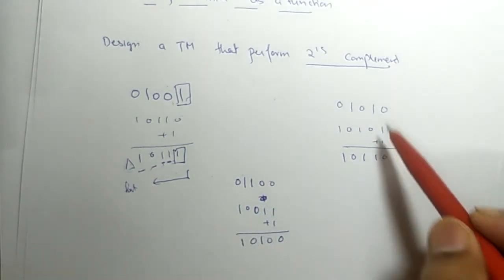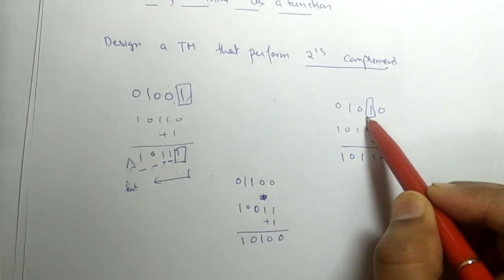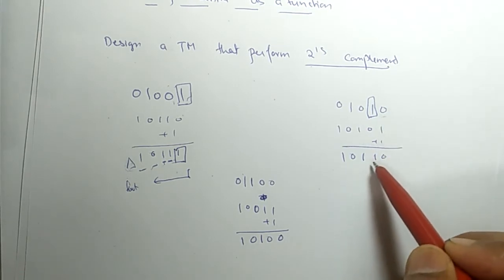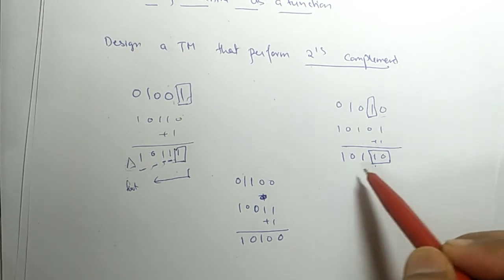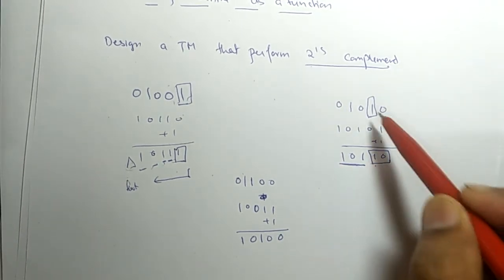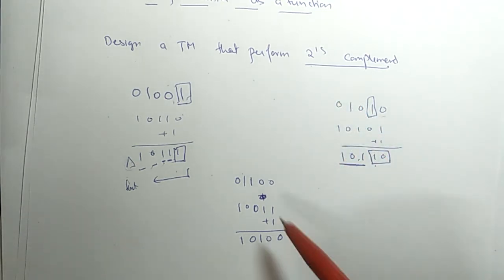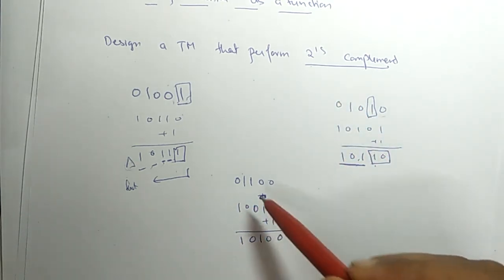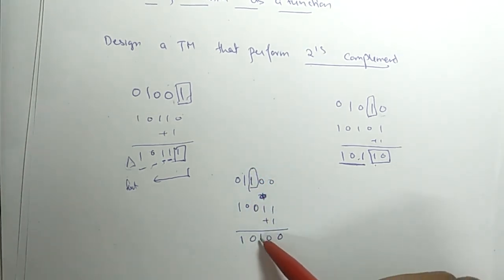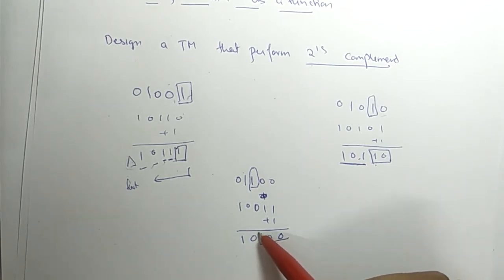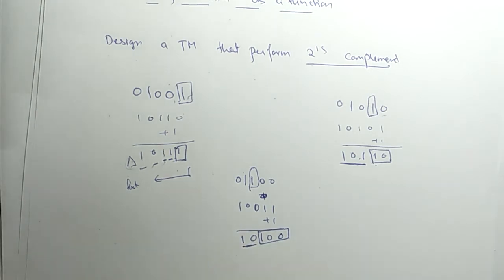From this corner if you see, till the very first one from the right hand side, it is the same. Then after that it is a complement, 0 to 1, 1 to 0. Similarly in this example, till the first one from the right hand side it is the same, and after that it is the complement.